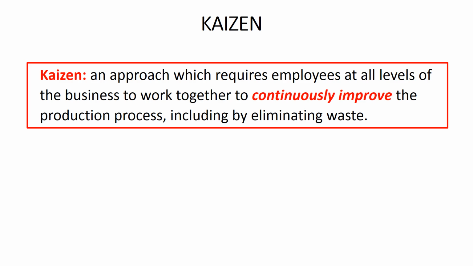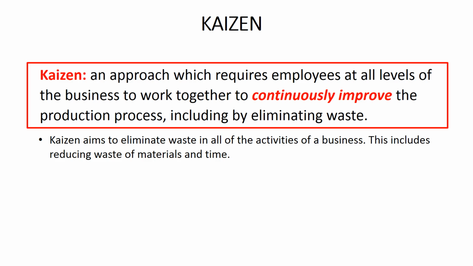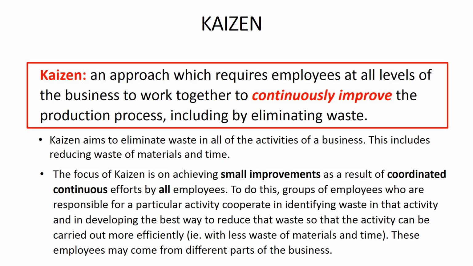In fact, Kaizen covers improvements in a number of areas, including quality, cost, delivery, management, safety, and waste. However, for our purposes, we'll just be focusing on the approach of Kaizen to eliminating waste. Kaizen aims to eliminate waste in all of the activities of a business. This includes reducing the waste of materials and time. The focus of Kaizen is on achieving small improvements as a result of coordinated, continuous efforts by all employees.